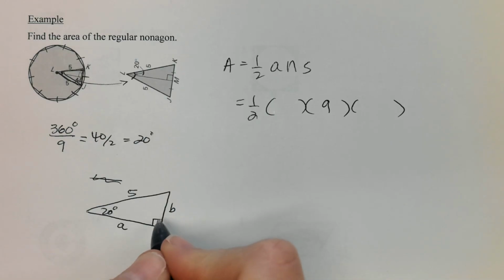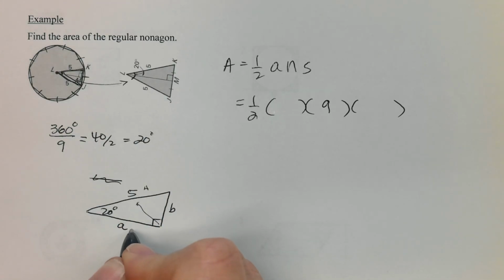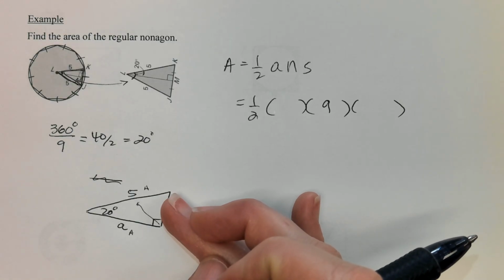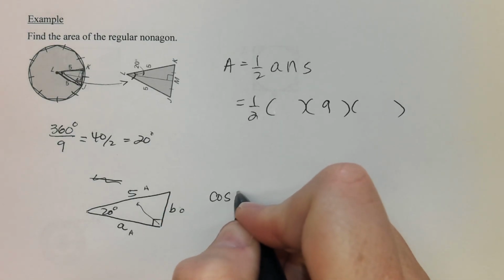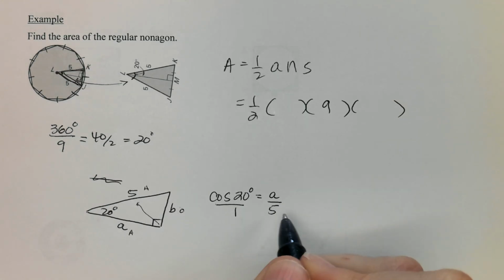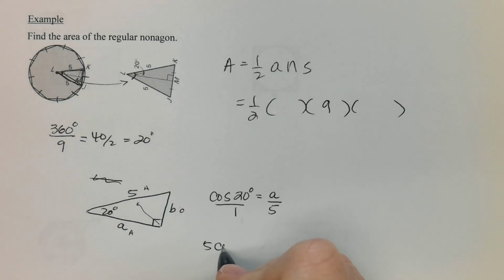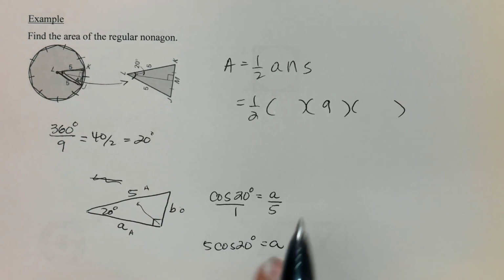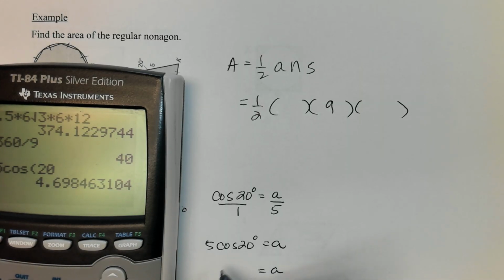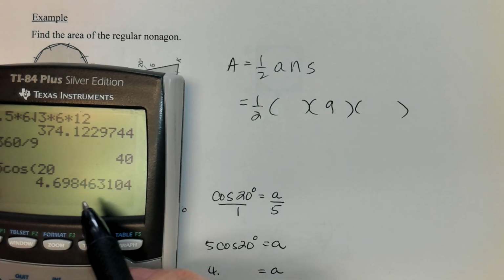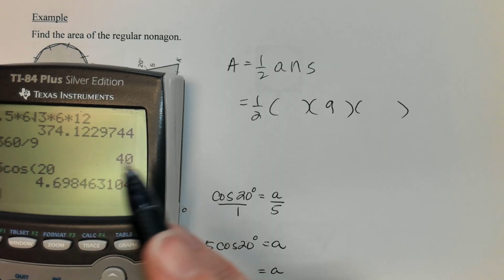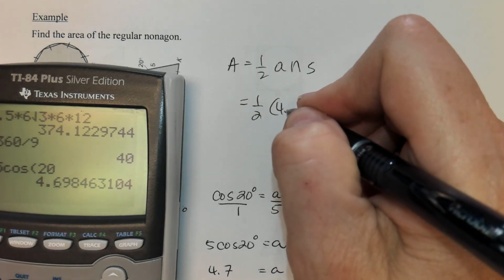So from the 20, there's my 90. Across is hypotenuse. Next to is adjacent, and that's opposite. So if I cover that one up, I will only have an A and an H left. So that's a cosine function. 20 degrees adjacent over hypotenuse. Put that over a 1, and then we'll just cross multiply. So 5 cosine 20 equals A. So it looks like our apothem is about 4.7 after rounding.